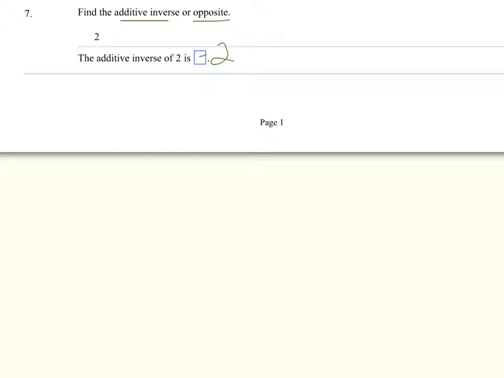Now remember, don't get this confused with absolute value. Absolute value of 2 is 2. Absolute value is always positive. Remember, absolute value has those bars around the number.